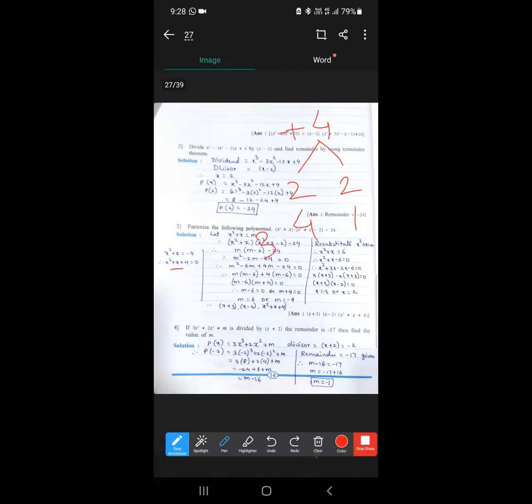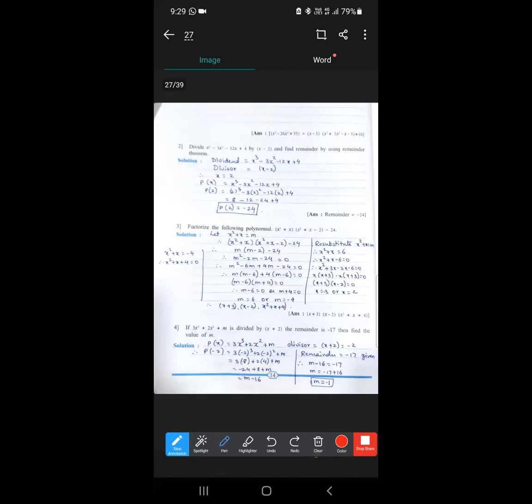Sorry, it is given +4, so you need to do the addition. So 4 plus 1 is 5, and 2 plus 2 is 4. So after adding the factors, you are getting 4 and 5, but we are interested in the middle term, that is 1. That means after adding you should get 1. So with neither of these two factor pairs are we getting the answer 1.